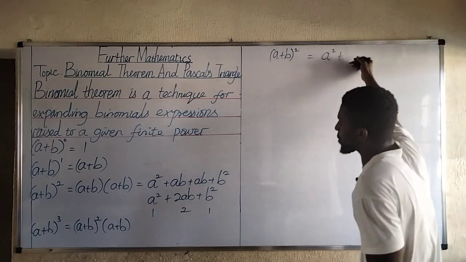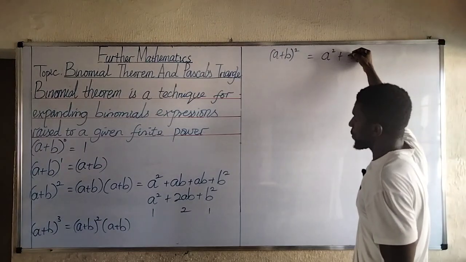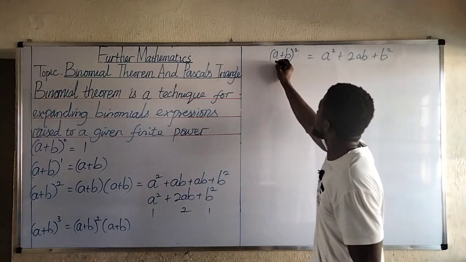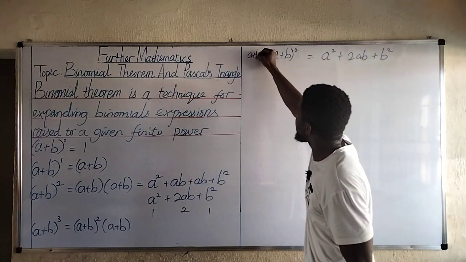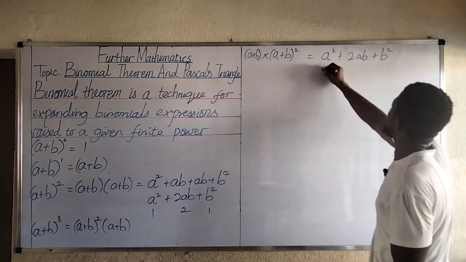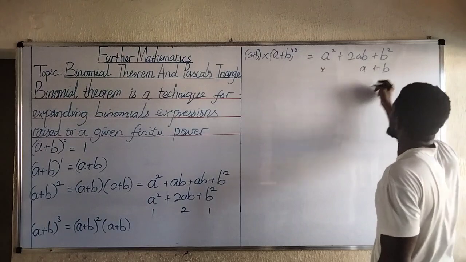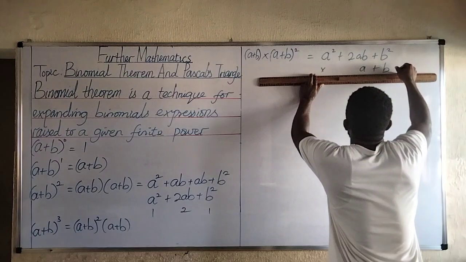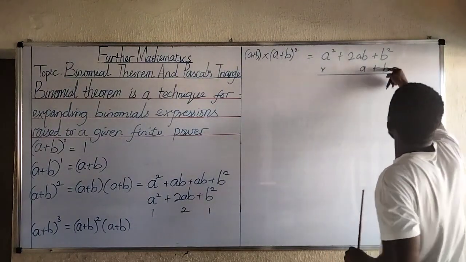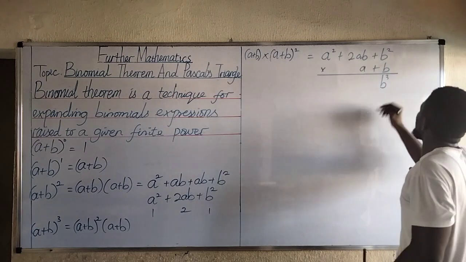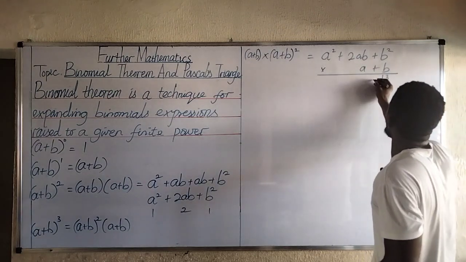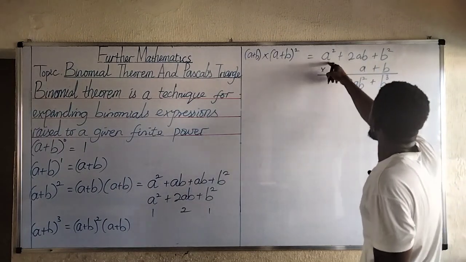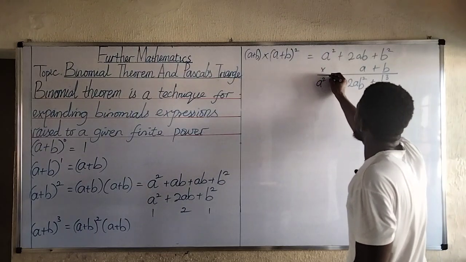a squared plus 2ab plus b squared. Now we have to multiply this by a plus b. Come here and multiply by b. Let's see what it gives us. Alright. As we are multiplying, b times b squared will give us b raised to the power 3. b times 2ab will give us plus 2ab squared. b times a squared will give us plus a squared b.